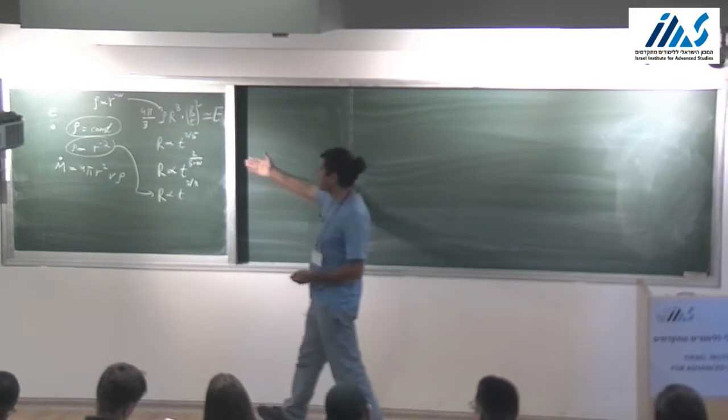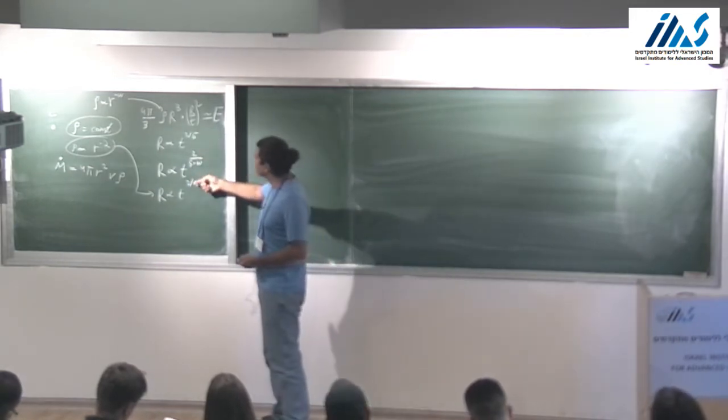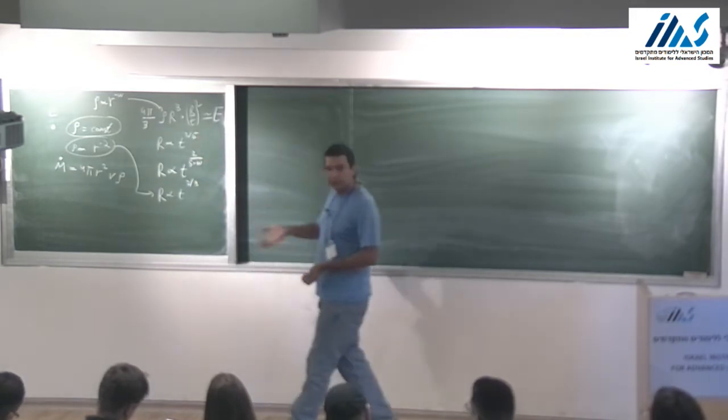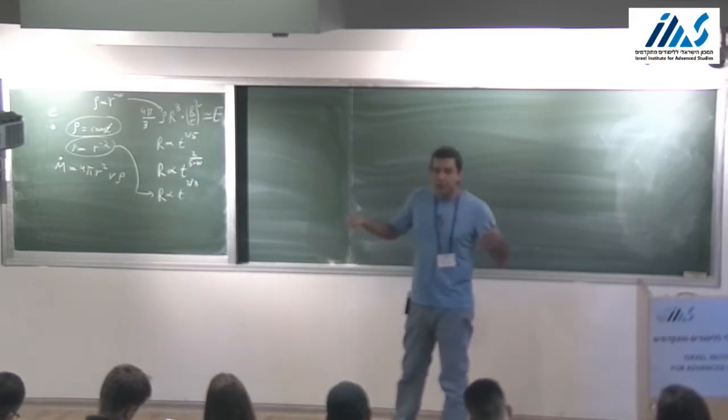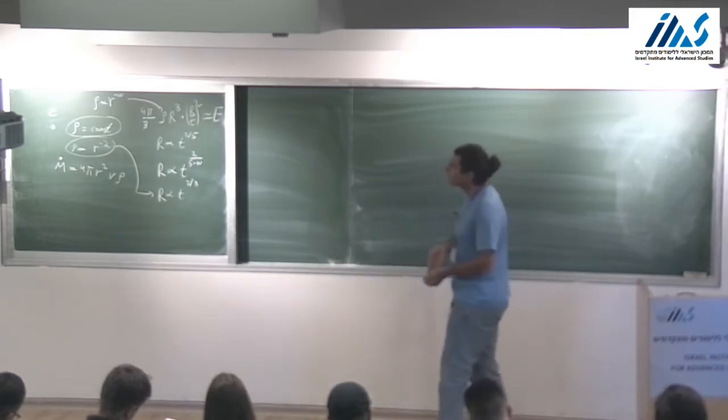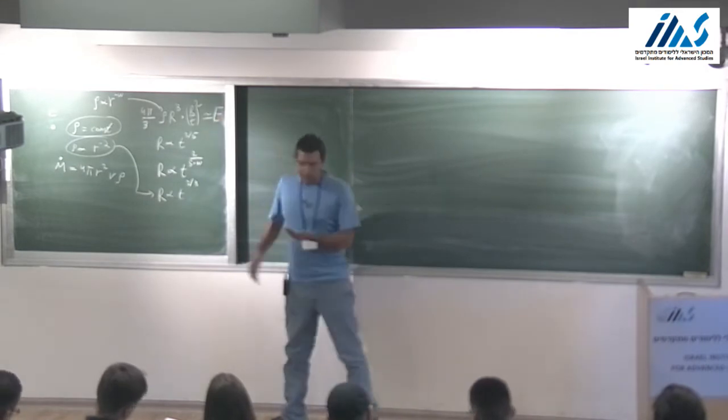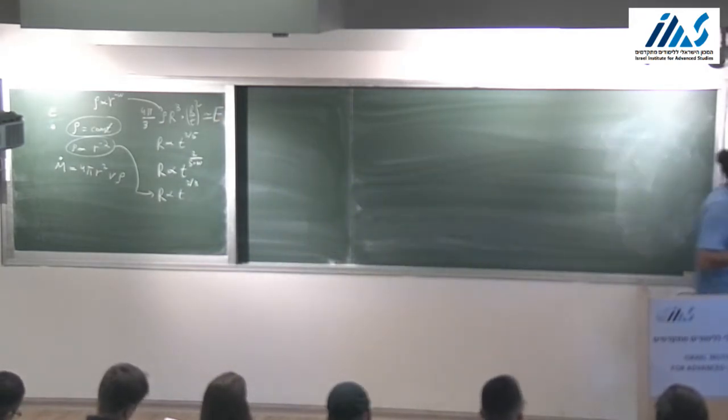Okay? Both of these, since these exponents are smaller than 1, it means that the shock is decelerating. As the explosion collects more and more mass, the velocity is going down because the total energy is fixed.